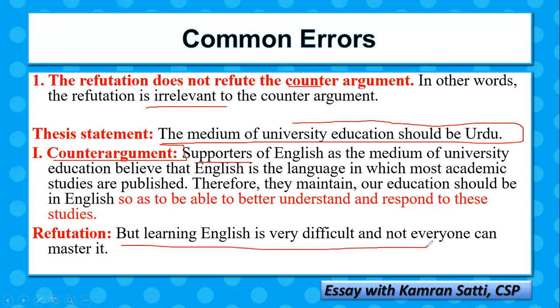Now, this refutation is not refuting the counter argument, which is basically this: that our education system should be in English so that we are able to better understand and respond to the studies which are published in English. This is the main counter argument, and we are refuting it by stating some irrelevant refutation. We are simply stating that English is very difficult and not everyone can master it.